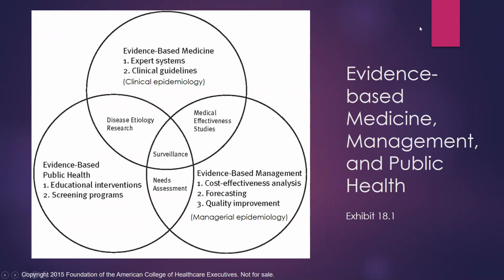Evidence-based public health relates to evidence-based management in that they use some of the same tools, namely needs assessment and surveillance data, and also to evidence-based medicine, which we talked about previously when we covered clinical epidemiology approaches. And evidence-based medicine is really focusing on taking data from medical effectiveness studies and research on disease etiology to come up with clinical guidelines to improve practice. So an evidence-based management approach utilizes data and information on costs and on risk factors for disease to conduct analyses, to forecast, and to plan quality improvement activities. So this is really managerial epidemiology, which we've been talking about throughout the semester.